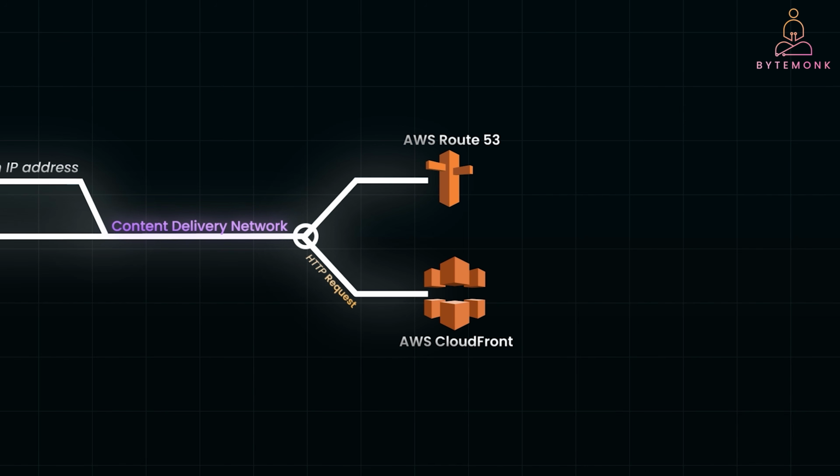Next up is the Content Delivery Network, or CDN. Services like AWS CloudFront cache static assets, images, videos, and CSS files at edge locations closer to your users. This helps reduce latency and speeds up load times, especially for users spread out across different regions. And in today's world where even a 1-second delay can lead to drop-offs, speed is everything. Not only does CloudFront improve speed, but it also helps reduce cost by offloading requests from your main server, especially when handling global traffic.